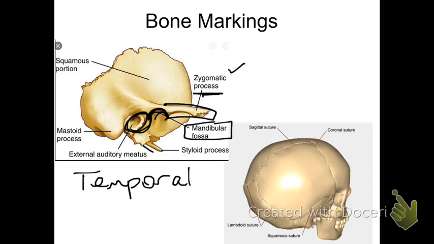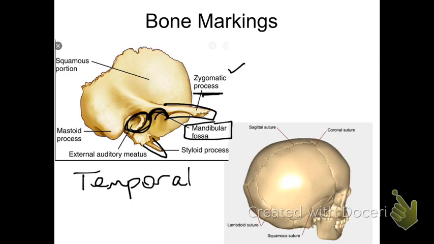Here there's a styloid process. A stylus, you know a stylus, a long, pointy type structure. Styloid process of the temporal bone. We will see there are ligaments and muscles that attach to that styloid process.